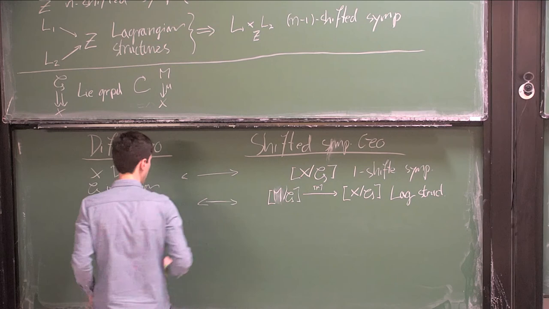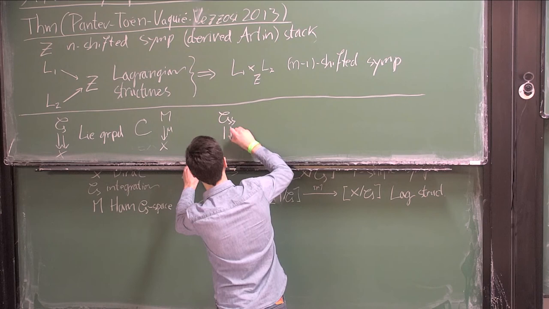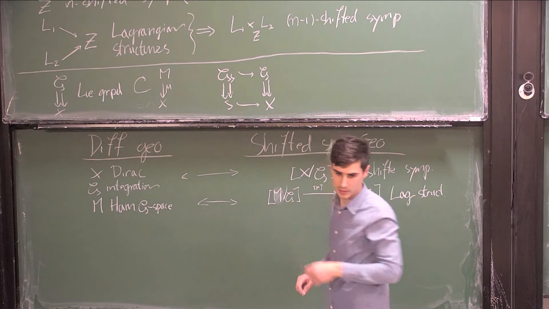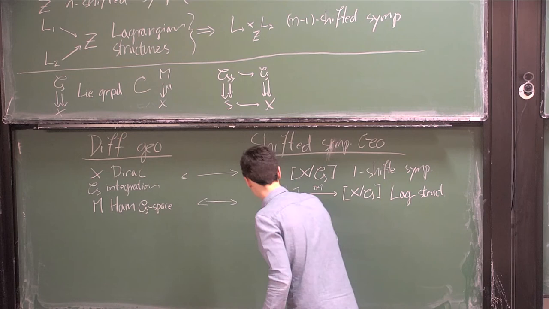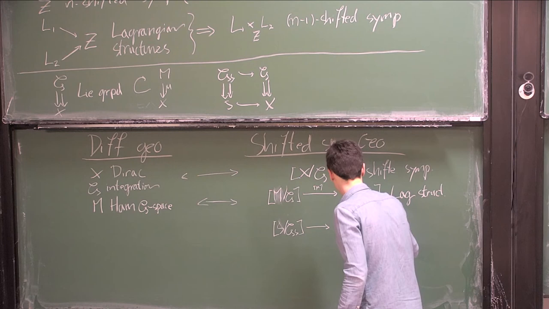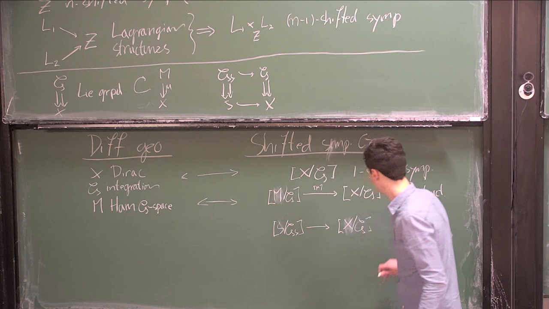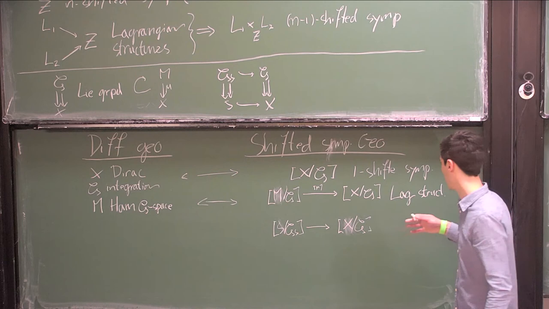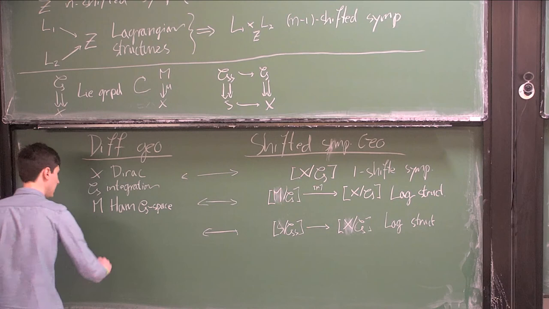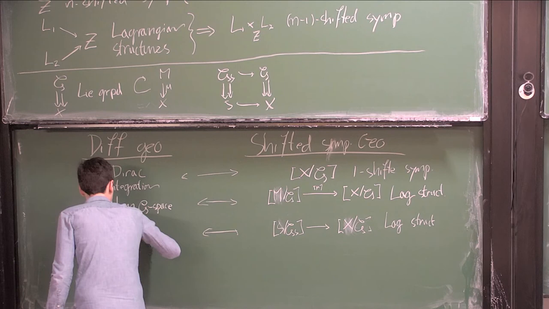Okay, now suppose that you have a subgroupoid G_S over some submanifold S. Then the subgroupoid induces a map, also, to X mod G. And as you might have guessed, giving this the structure of a Lagrangian is exactly the same as our notion of reduction level and stabilizers. So it's exactly the same as saying that S is a reduction level and G_S is a stabilizer.